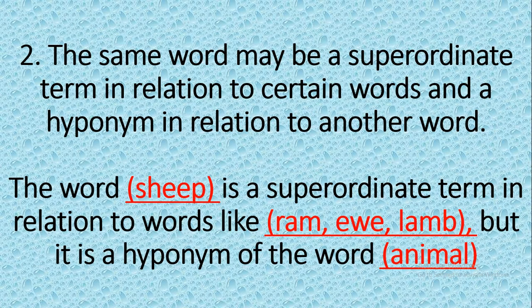The second observation regarding hyponymy is that the same word may be a superordinate term in relation to certain words and a hyponym in relation to another word. This can be exemplified as follows. The word sheep, for example, could be treated as a superordinate term in relation to words like ram, ewe, lamb, and it could be a hyponym of the word animal. So the word animal could be the superordinate term, and sheep could be a hyponym. And at the same time, the word sheep could be regarded as a superordinate term in which ram, ewe, and lamb will be hyponyms.